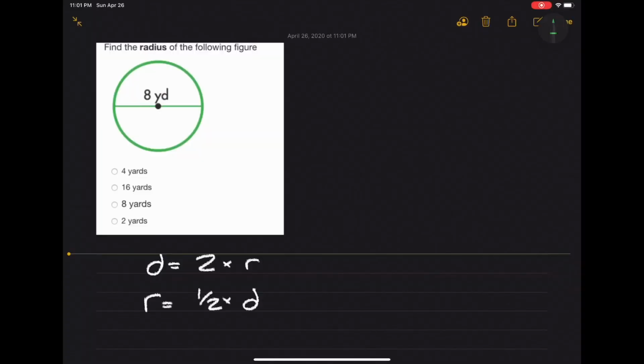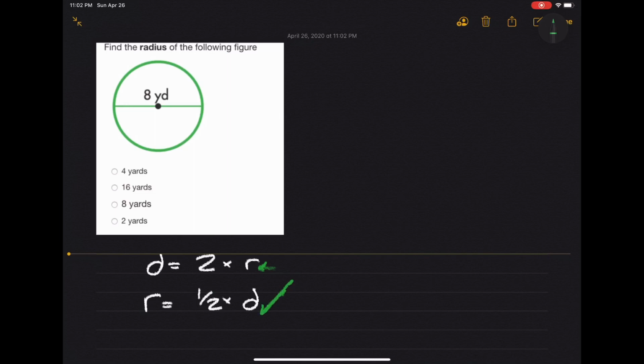All right, for problem number 1 in Schoology, it asks you to find the radius of the following figure. The figure shows a circle with a line going across the center of it, and it's labeled 8 yards. And they want you to find the radius. Well, we have 2 formulas we can use. We have the formula for diameter is the same as 2 times the radius here. Or, to find the radius, we can take half times the diameter. In this case, they want the radius, so we will be using this formula here.